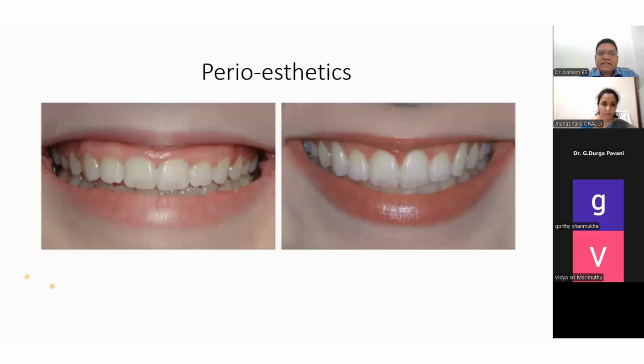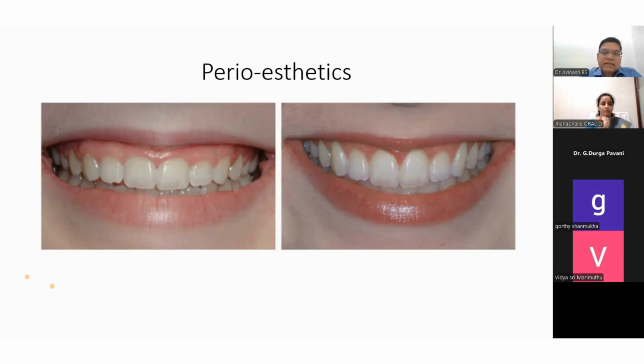Moving on to perio aesthetics, there are few procedures which can be performed to improve the aesthetics. Aesthetics is a very broad topic. I'm sure many of you would have attended many of the lectures or even workshops regarding aesthetics. Here, what I am emphasizing is mainly the pink part of the aesthetics. You would have studied a lot about other things like composites, direct composites, veneers, all those, but the pink part, that is the gingiva, is also equally important.